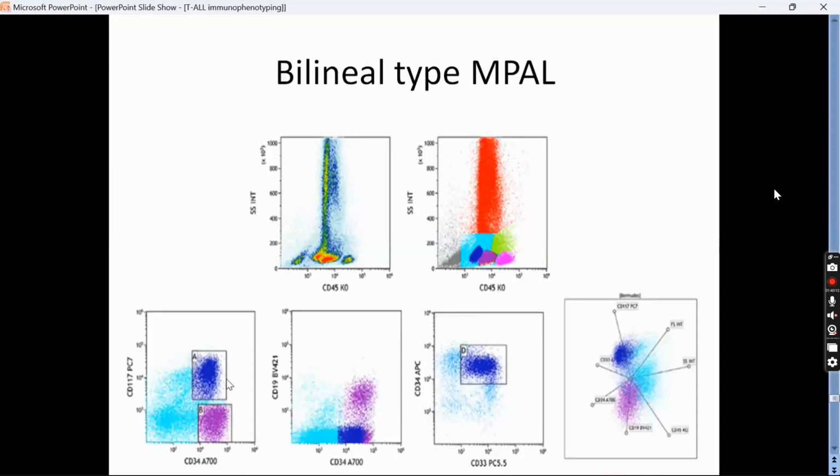Okay, it is expressing 117. It is expressing 34, 33. Whereas the one which is showing slightly higher CD45 is showing CD19 expression, that too in a strong fashion. So this is the case of two blasts, and in these cases you can go back to morphology and see whether there are two different types of blast. Some may appear like lymphoid blast, some may appear like myeloid with slightly opened up chromatin. So this is two populations of blast, one showing myeloid, one showing B. So this is bilineal type of acute MPAL.